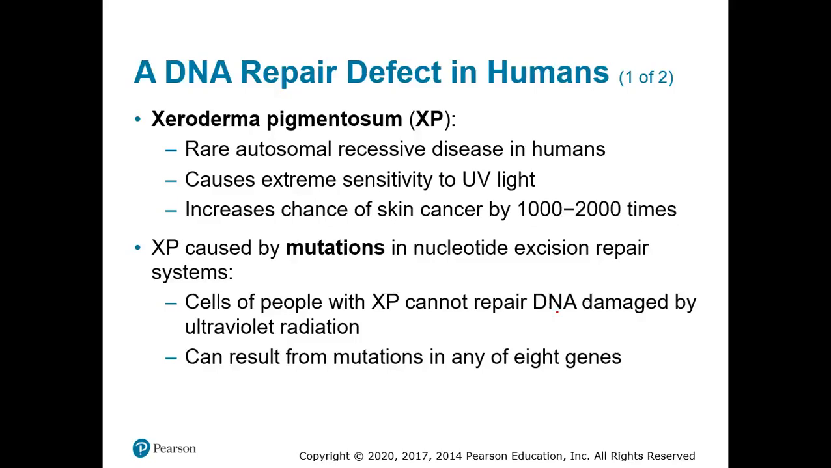If now we're getting DNA damage and thymine dimers, but we don't have the systems in place to fix it, you are now much more likely to get skin cancer than someone with a functioning repair system. And this condition is caused by mutations in the nucleotide repair systems. Their cells cannot repair that damage, and again, you're going to see a high rate of skin cancer.